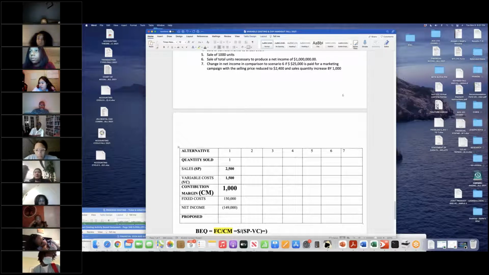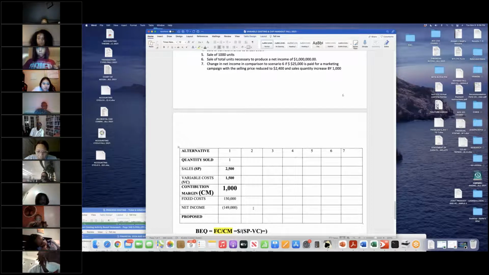Any questions? Yes. Are we subtracting the contribution margin from the fixed cost? Right. You sold one computer. The selling price was $2,500. Variable cost was $1,500. So you had $1,000 to try to cover these fixed costs. I always want to look at it as one.